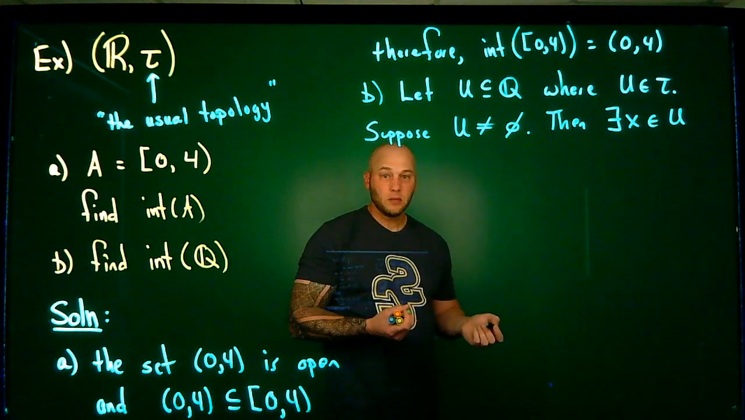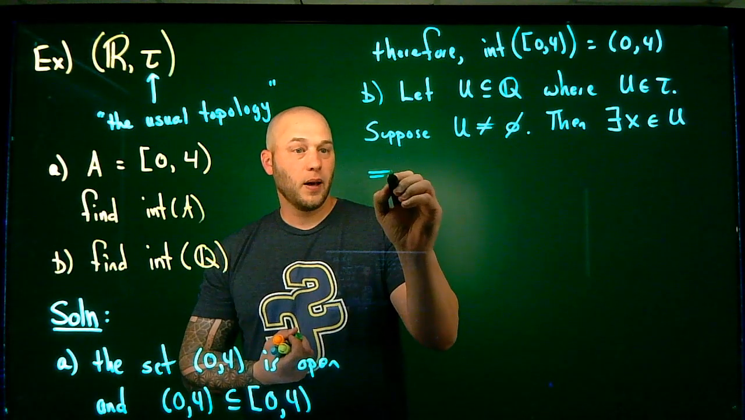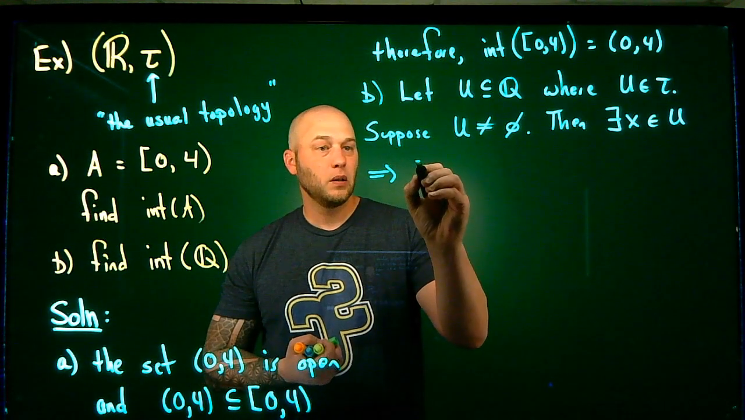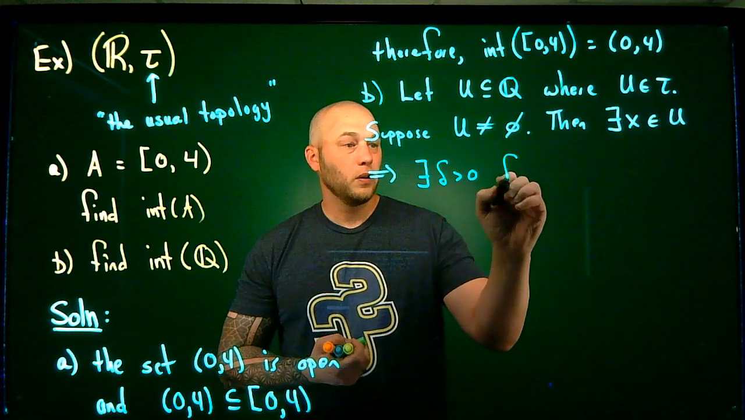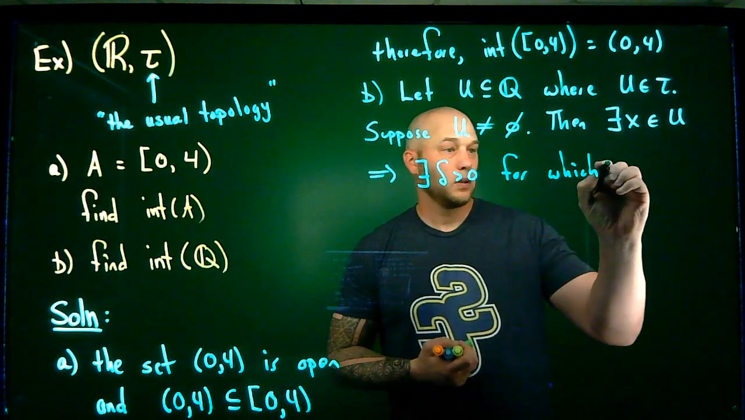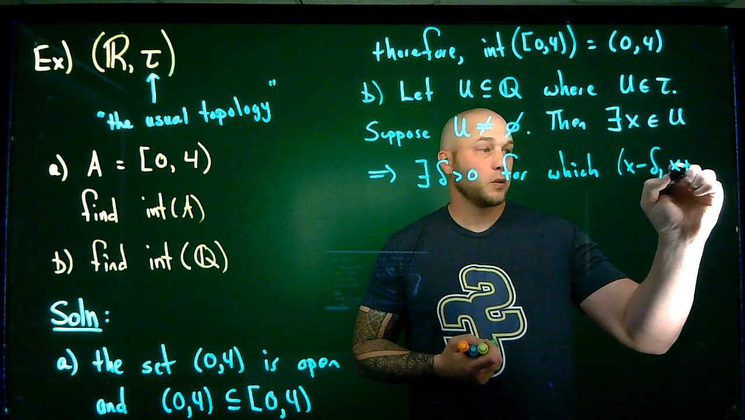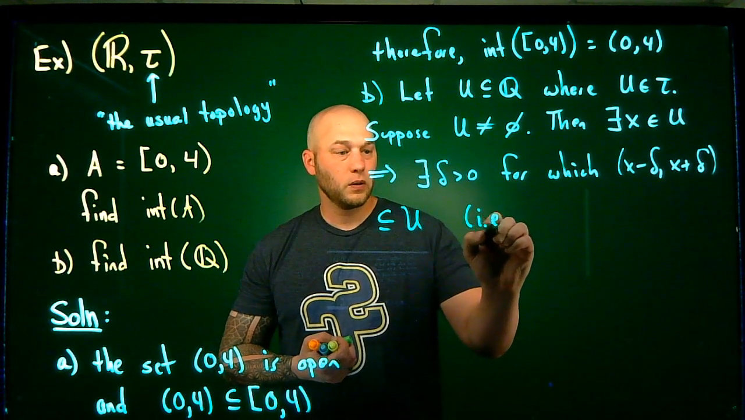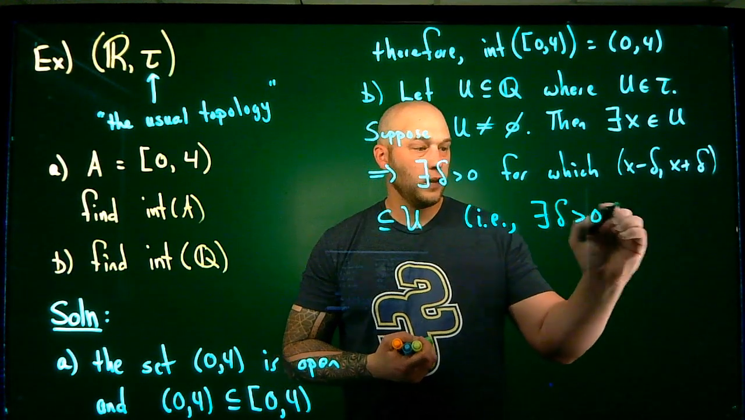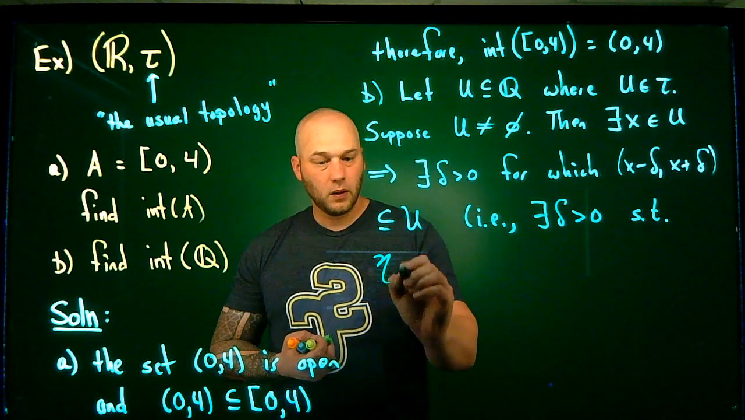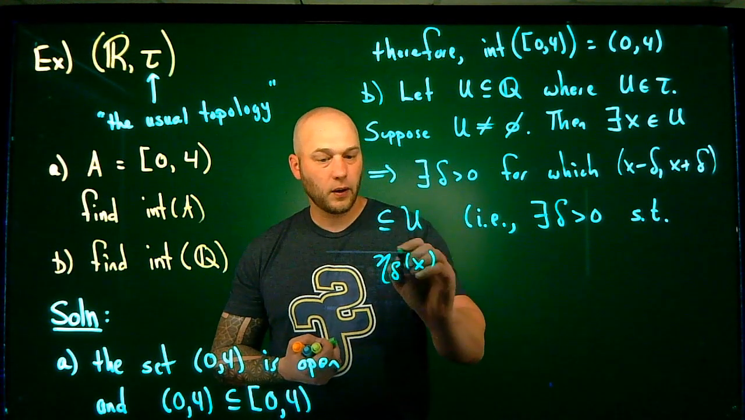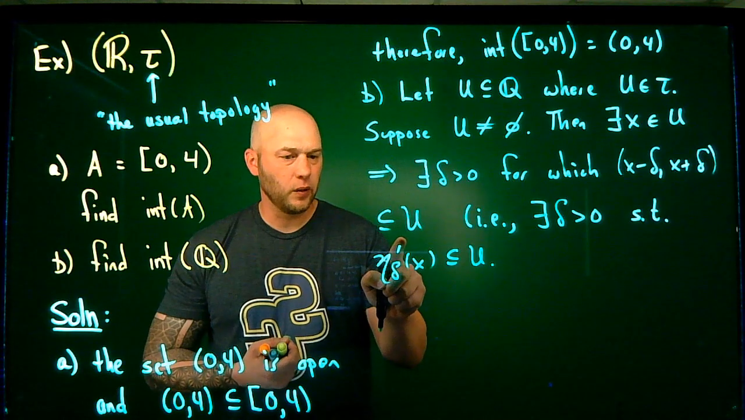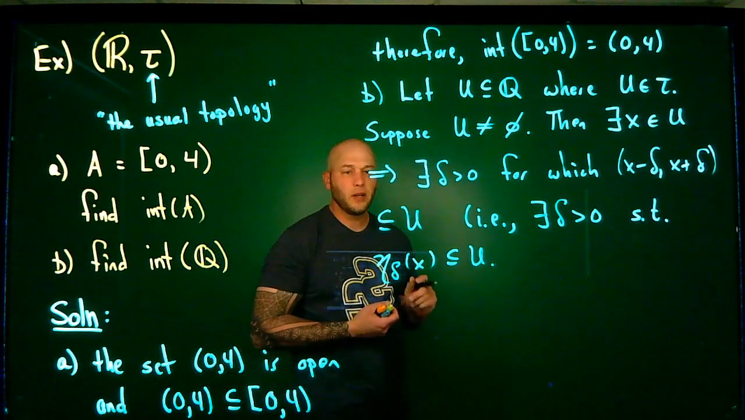And if it's open, then there must be a neighborhood of x that's contained in U. So there must be a delta positive for which (x minus delta, x plus delta) is contained in the set U. In other words, there's a delta positive such that the delta neighborhood of x is contained in U. Actually, we don't need it to be deleted. So let's say the delta neighborhood of x is contained in U.